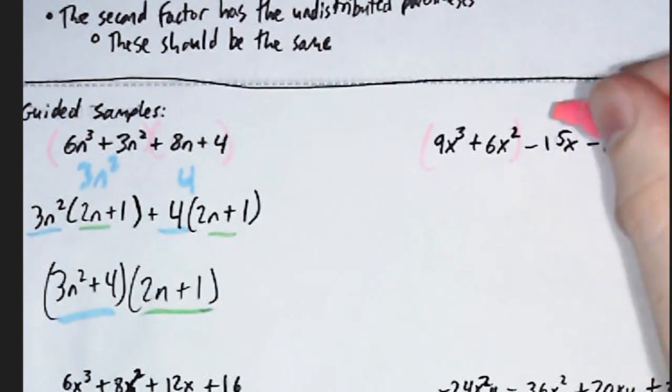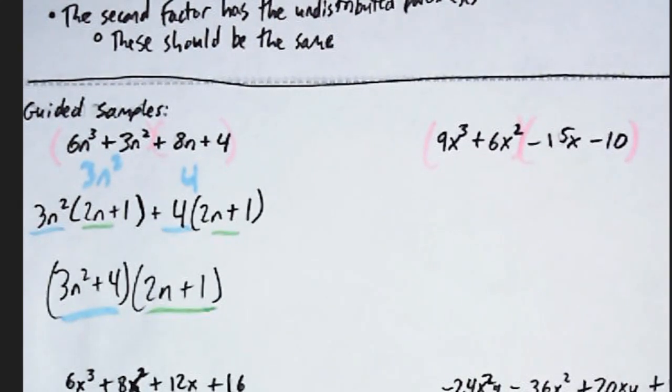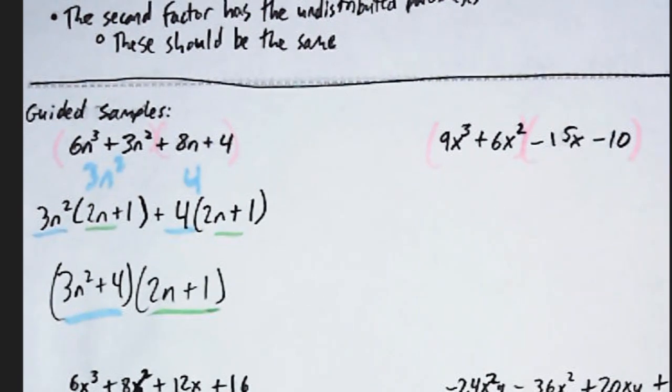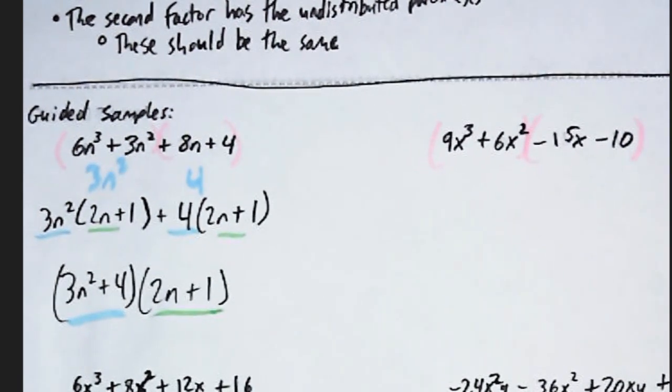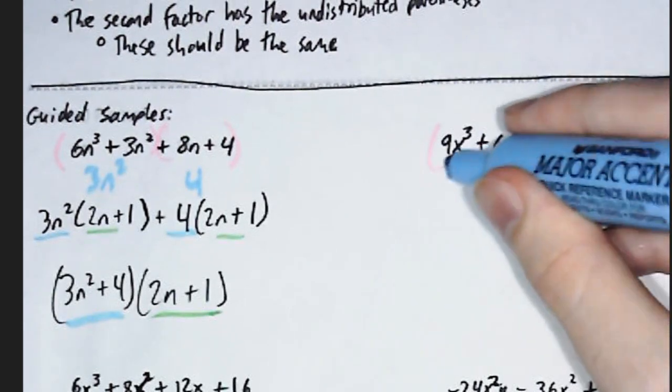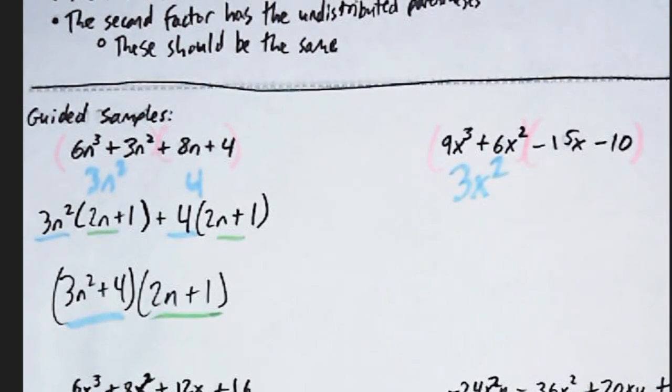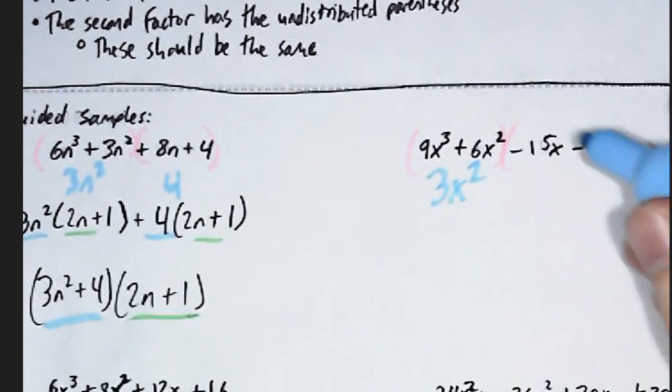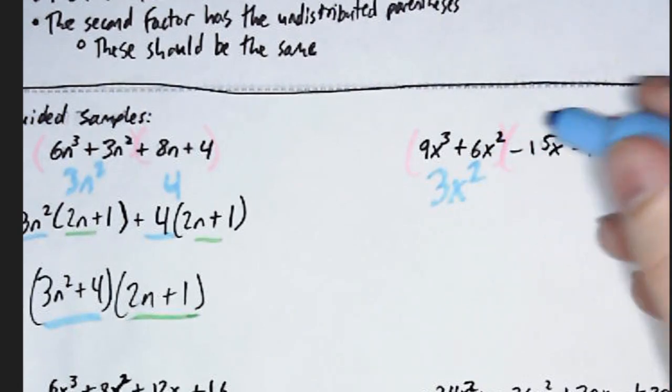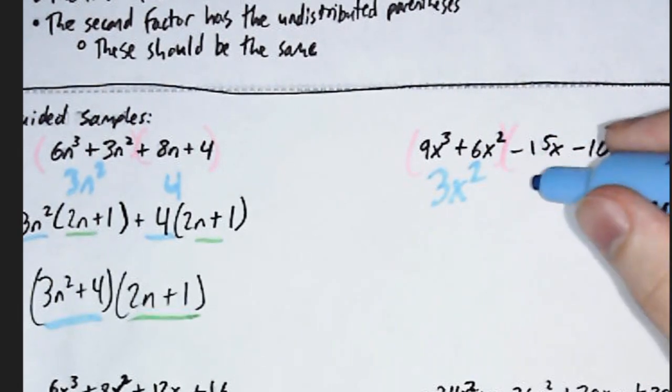We've done the check for a GCF across the whole thing. Now we have to do grouping. Alright, the GCF for the first one, take a moment to figure that out, should be 3x squared. And the second one, because the leading coefficient is negative, should be negative 5.